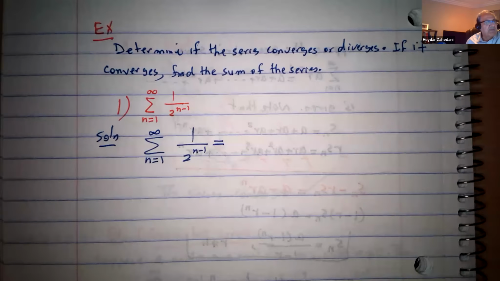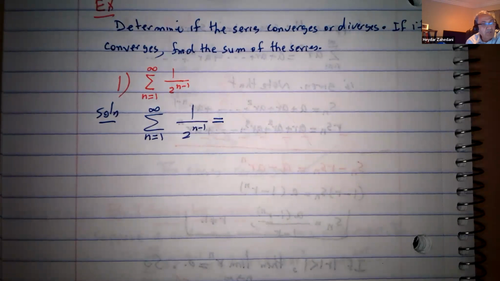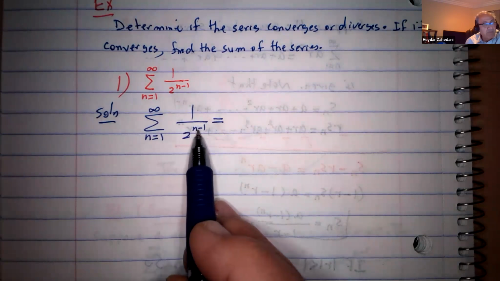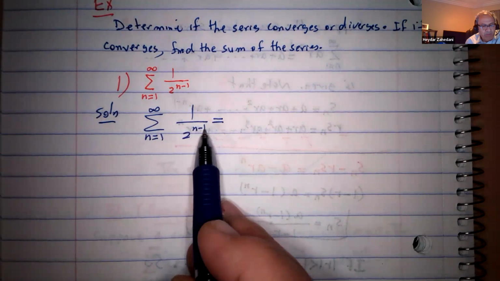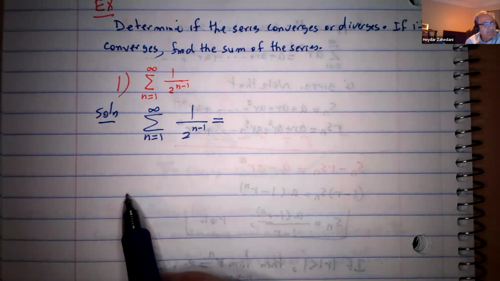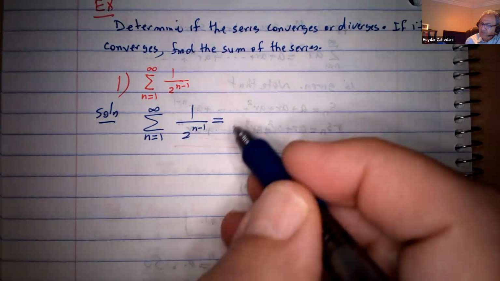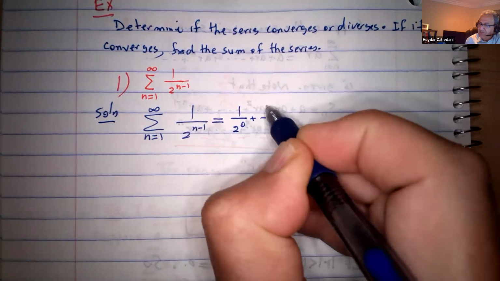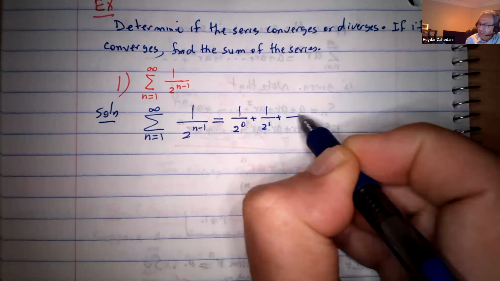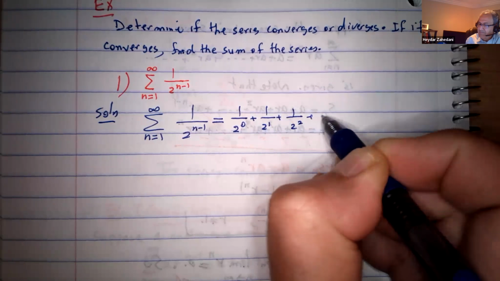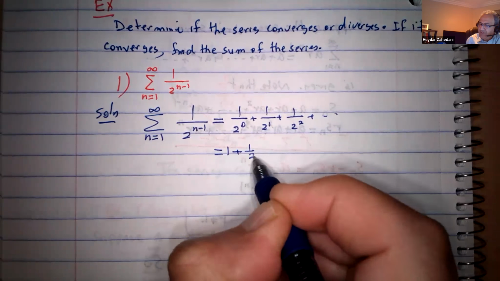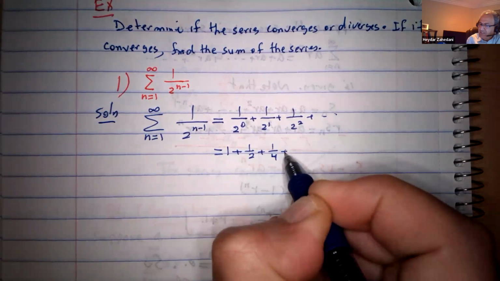You write the first terms because you need the first term. The first term comes when n equals 1. The exponent would be 1 minus 1, which is 0, and 2 to the 0 is 1. So the first term is 1 over 2 to the 0. The next one is 2 to the 1, then 2 squared, etc. So 2 to the 0 is 1, which gives 1 plus 1/2 plus a quarter, etc.